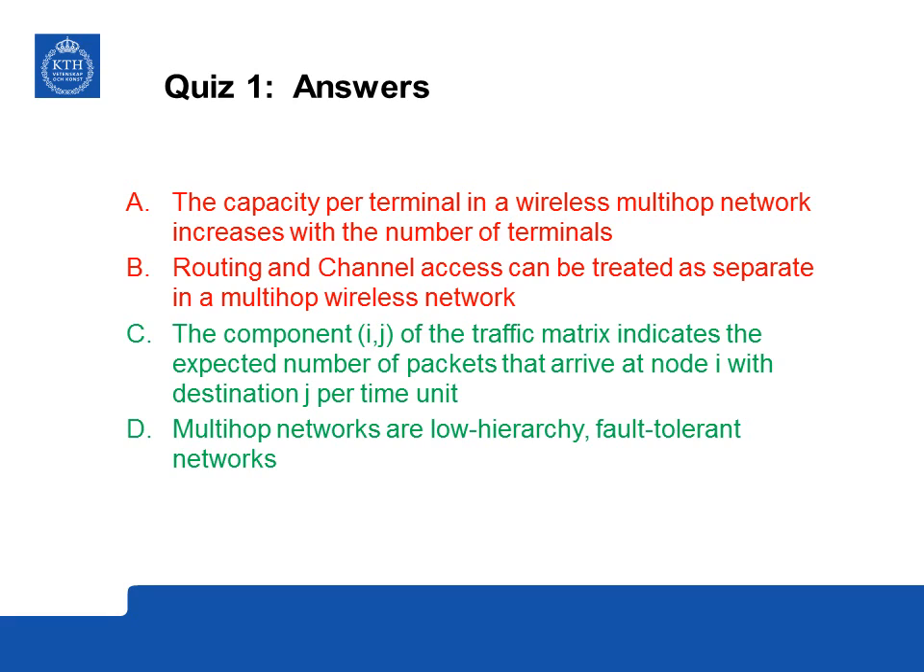Routing and channel access can be treated as separate in a multi-hop wireless network, and that is not true. They are tightly connected. It really matters in which direction we transmit the packet and where our receiver will be. The component ij in the traffic matrix indicates the expected number of packets that arrive at node i with destination j per time unit, and that is correct. And multi-hop networks are indeed low hierarchy fault tolerant networks.